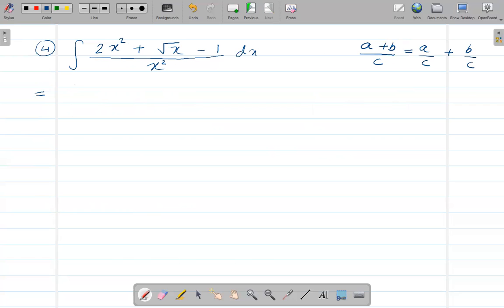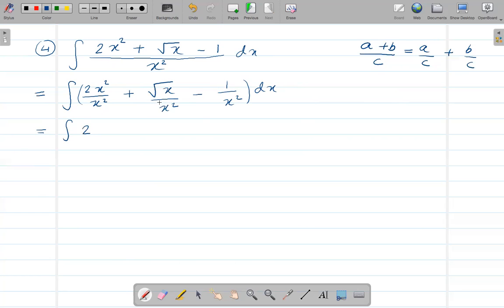So what we can do here with this one is, I can say this is 2x square over x square plus square root of x over x square minus 1 over x square, right? And dx. Okay, now after this, we can take the integration of each of these, right? But before that, well, it looks like x square cancel out.